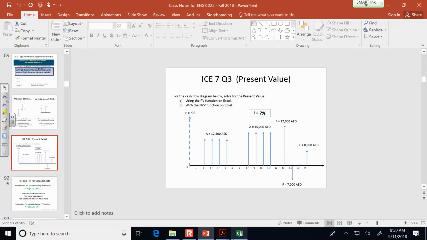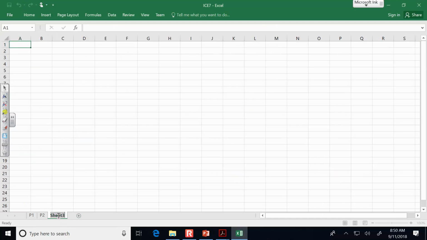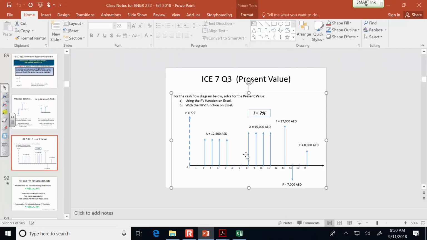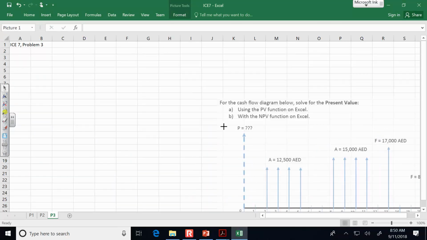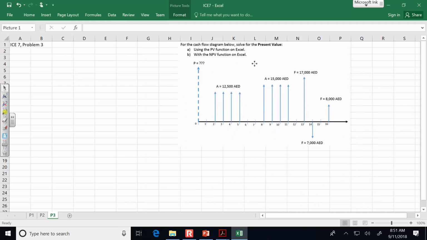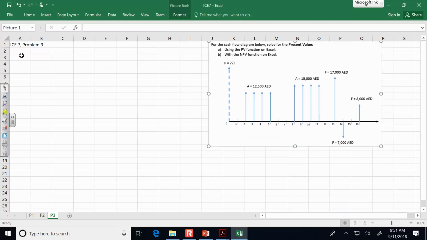All right, so in your spreadsheet file, create a new tab at the bottom. Let's call this one problem 3, so P3. And up here at the top, I'm going to type in ICE, in-class exercise 7, problem 3. I'm going to copy that image file, Control-C, and paste it into Excel so that it's right there in my spreadsheet. You can do that too if you take a screenshot of the notes, but it's not as convenient.